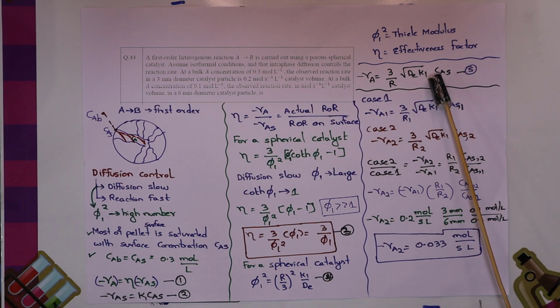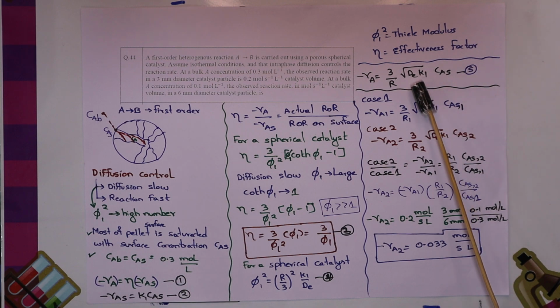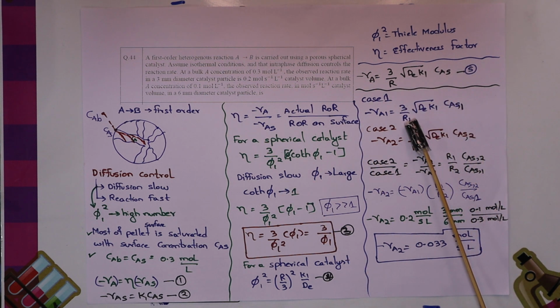The reaction is the same, so the rate constant value will be the same for case 1 and case 2, and the effective diffusivity is the same for case 1 and case 2. What is going to change is the radius and the concentration. For case 1, you take radius 1 and concentration 1. For case 2, you take radius 2 and concentration 2. If you take case 2 by case 1, you get minus Ra2 by minus Ra1 equals R1 by R2, CAS2 by CAS1.